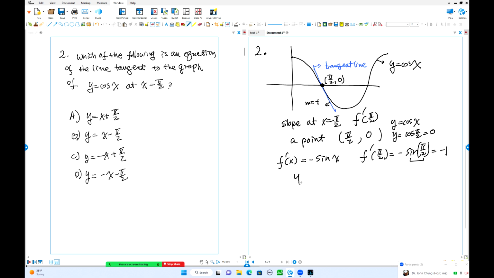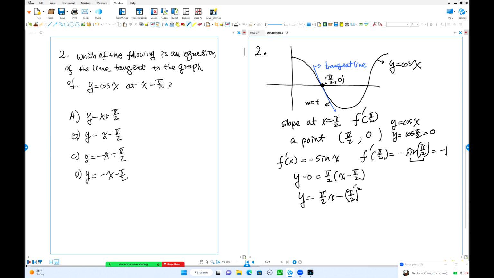y minus 0, pi over 2, slope, x minus, no, that's the slope, x minus pi over 2, right? Yeah. Is it okay? Now we can expand this one, slope intercept form. So pi over 2 times x is what? Pi over 2 x, and pi over 2 times another pi over 2 is pi over 2 squared, right? Pi squared over 4.